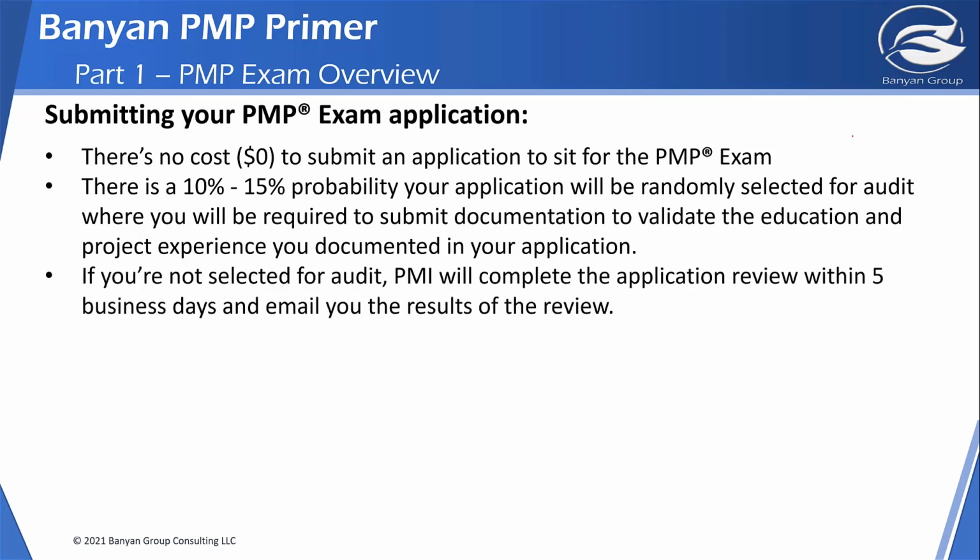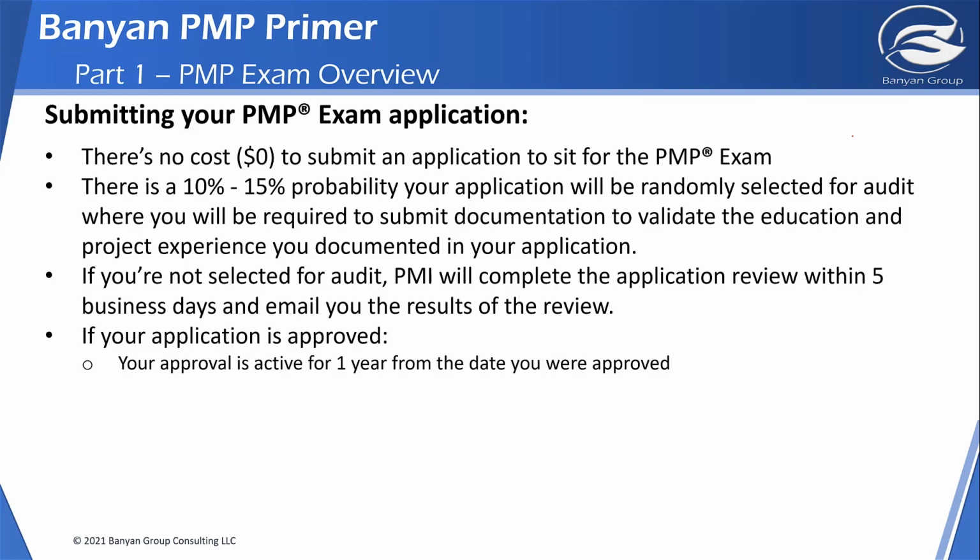If you're not selected for audit, PMI will complete the application review within 5 business days and email you the results of the review. If your application is approved, your approval is active for 1 year from the date you were approved. You may sit for the exam up to 3 times while your approval is active. So if they don't get through the exam the first time, they don't have to resubmit their application. Their application is still active. They just need to reschedule their exam.